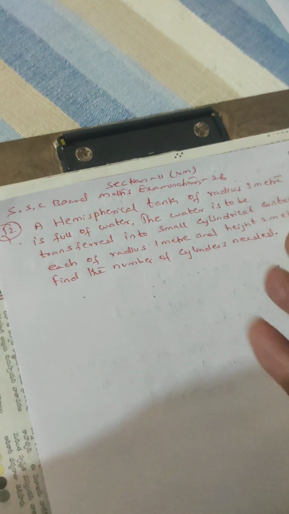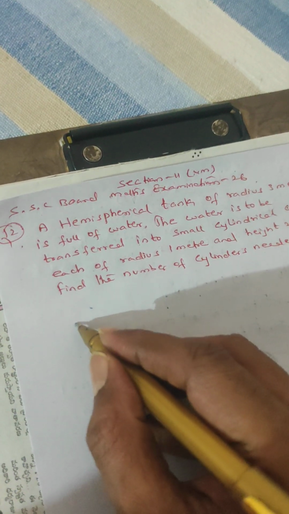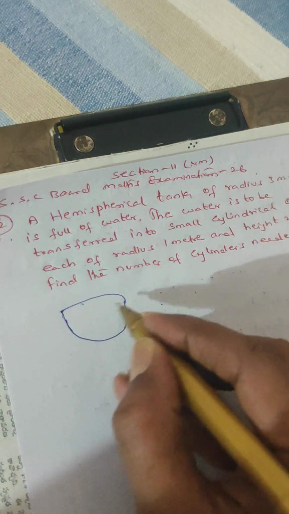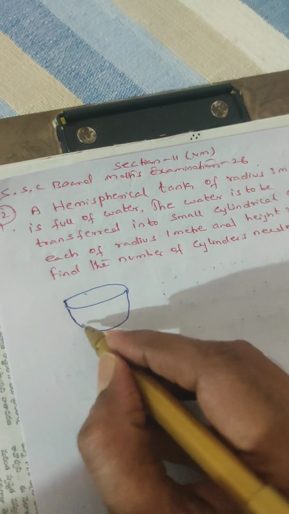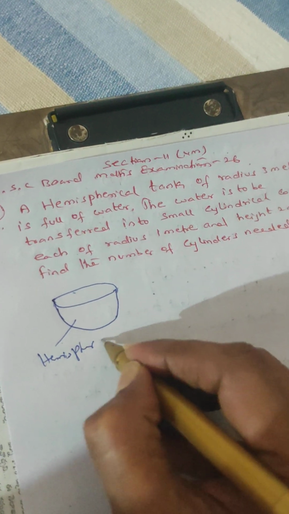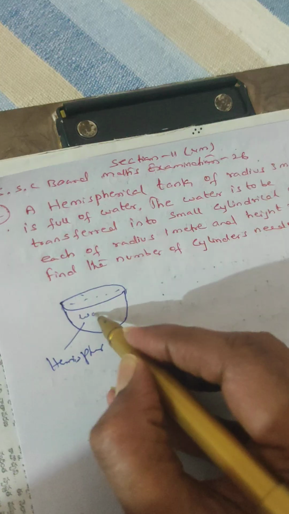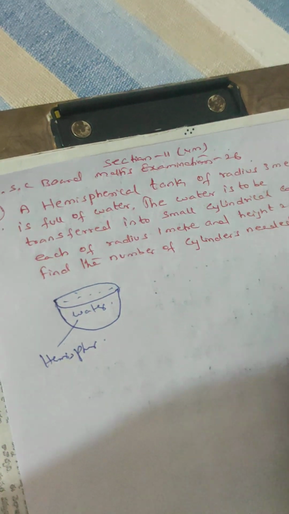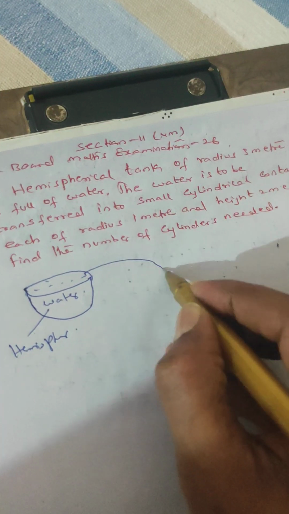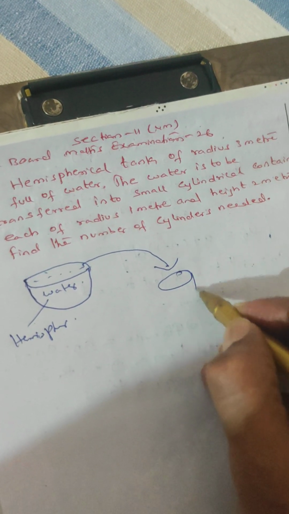If you read and understand this problem, it is saying that first there is a container in the shape of a hemisphere. This is what we have, a hemisphere, and this hemispherical container is full of water. It is totally filled with water. Now this water has to be transferred, according to the problem, into small cylinders.